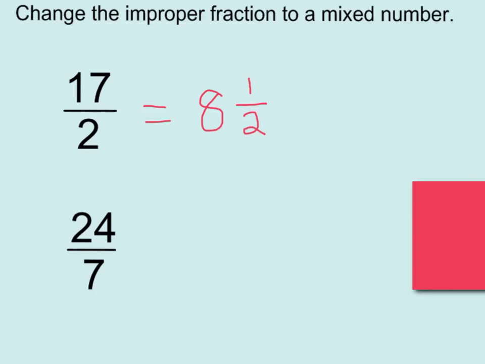Okay, if you tried this one on your own, you should have said 7 goes into 24 3 whole times, because I know 7 times 3 is 21. Now I'm going to add up to find my remainder. 21, 22, 23, 24. There's 3 left over, that's my remainder, and 7 is how many parts they're divided into. So 3 and 3/7 is the same thing as 24/7. Let's check it with multiplication. 7 times 3 is 21, 22, 23, 24, 24/7. It matches. Therefore, I'm correct.